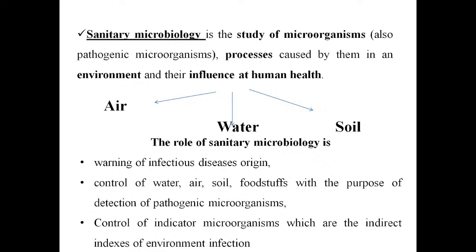So sanitary microbiology must control the presence of pathogenic microorganisms in water, especially in drinking water, in air, especially in hospital air, in soil, especially in soil around the hospitals, schools, or kindergartens. And then sanitary microbiology deals with control of indicator microorganisms, which are the indirect indexes of environment infection.